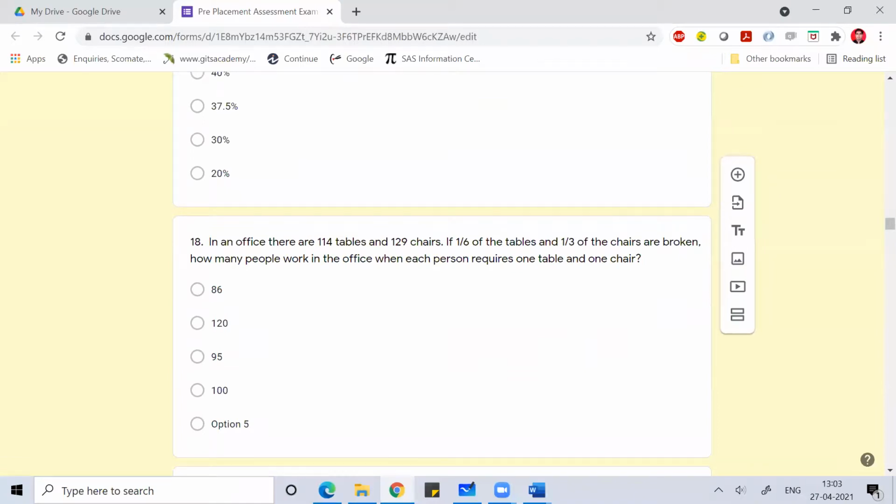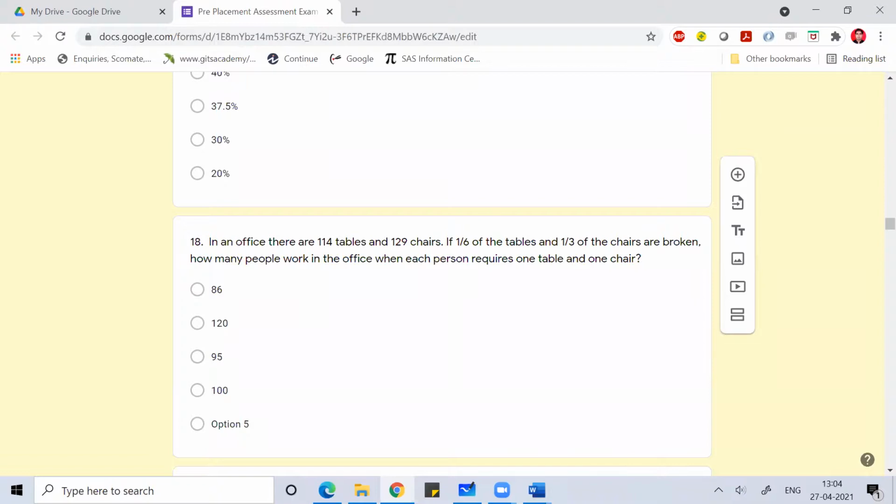Question number 18. In the office, there are 114 tables and 129 chairs. 1/6 of the tables are broken. 1/6 of 114: 19 sixes are 114, so 19 tables are broken. So 114 minus 19 gives 95 tables. The tables which are in good shape are 95.